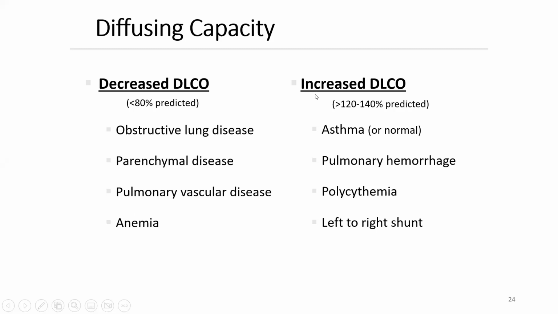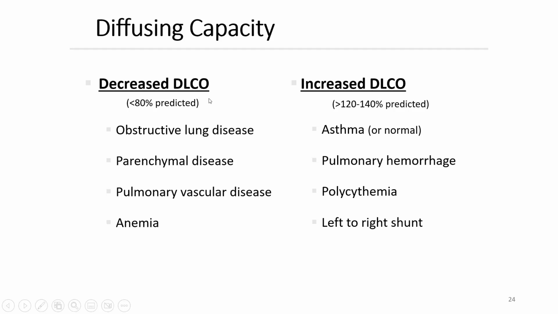However, DLCO is increased in cases of asthma and in cases of pulmonary hemorrhage. So in cases of diffuse alveolar hemorrhage in any autoimmune disease, the diffusion capacity for carbon monoxide is increased because here there is more blood than expected. So the diffusion capacity for carbon monoxide is increased in cases of polycythemia and in cases of left to right shunt. So we see here that when blood is present in amounts more than normal, DLCO is increased.